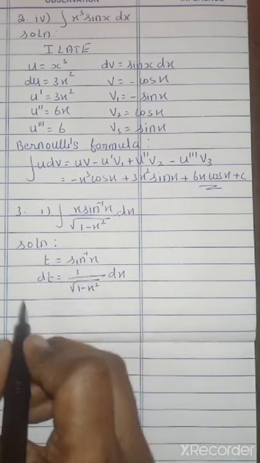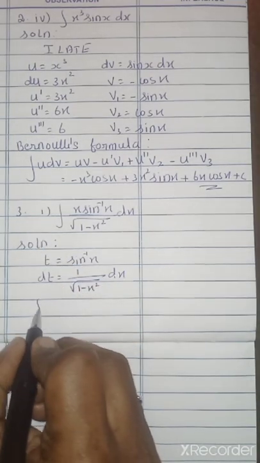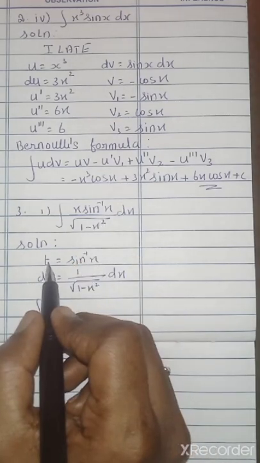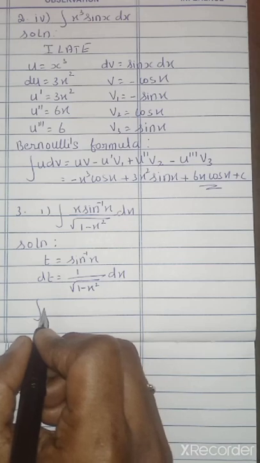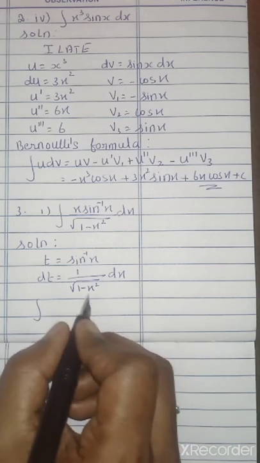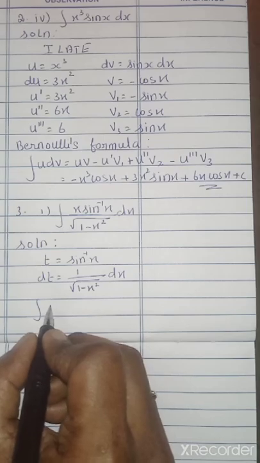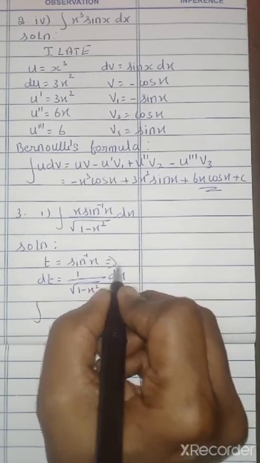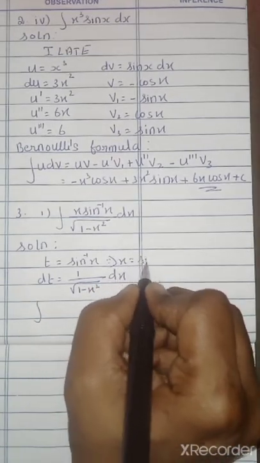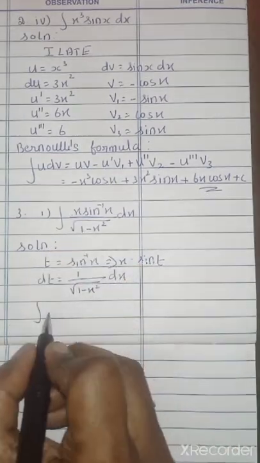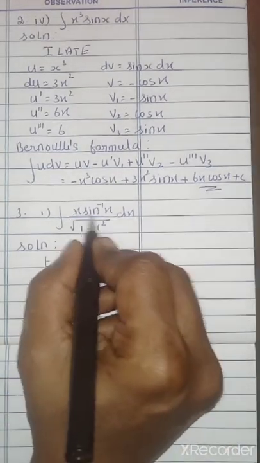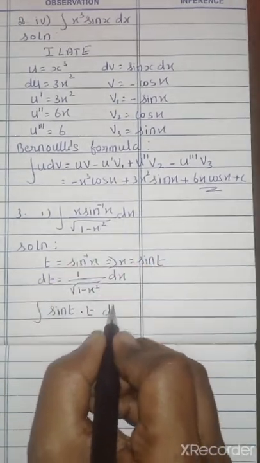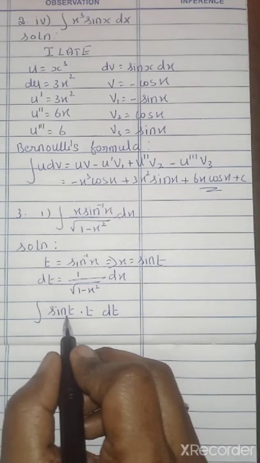Now come back to the question. Instead of sin inverse x, you can take t. And here we can take x equal to sin t. Instead of x, we substitute sin t. Instead of sin inverse x, t. Instead of dx by root of 1 minus x square, dt. That's all. So integral sin t, t dt.